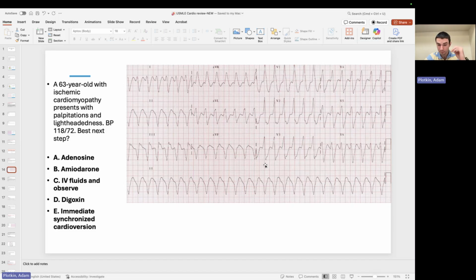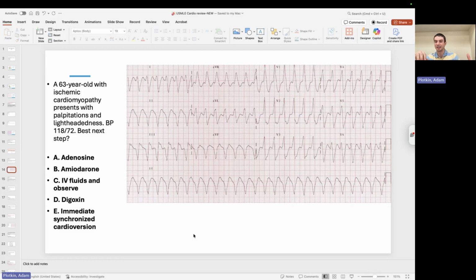All I want you to know, if you look in the literature, is that wide complex tachycardias are like 80% of the time ventricular tachycardia. So if you just had to guess, ventricular tachycardia. Then as the patient gets older, and if they have underlying structural heart disease, it's almost like 100% that a wide complex tachycardia is ventricular tachycardia. This guy is a little bit older and he has structural heart disease with a wide complex tachycardia. This is ventricular tachycardia until proven otherwise.